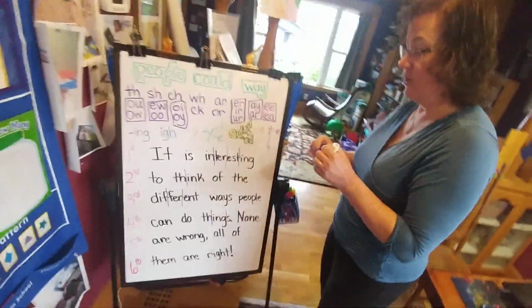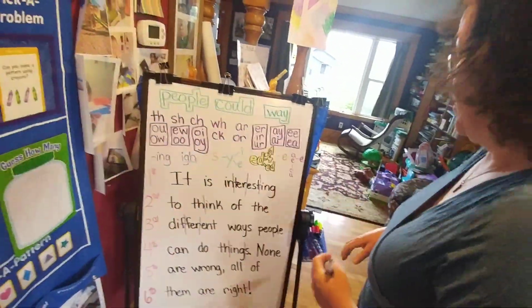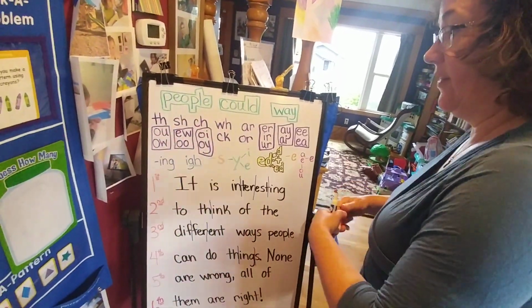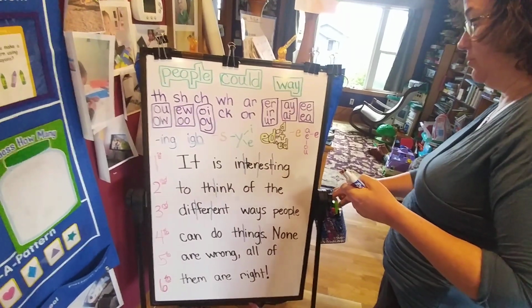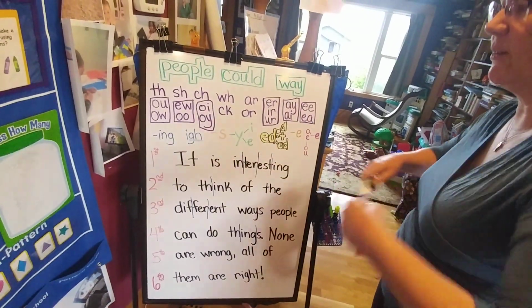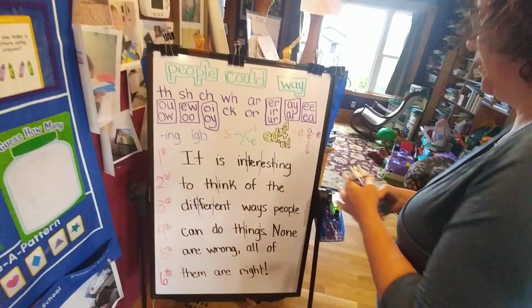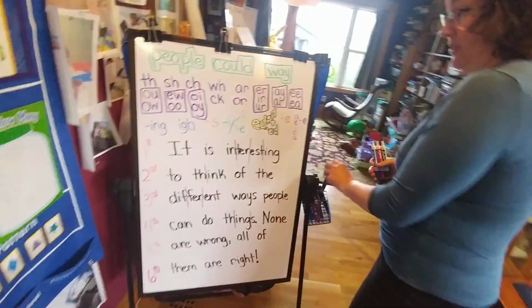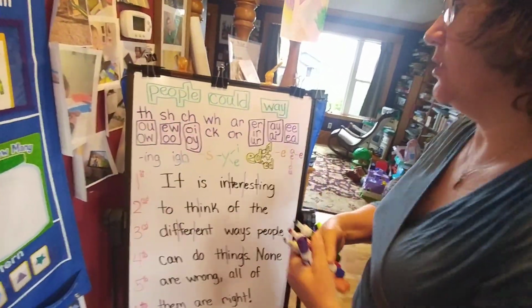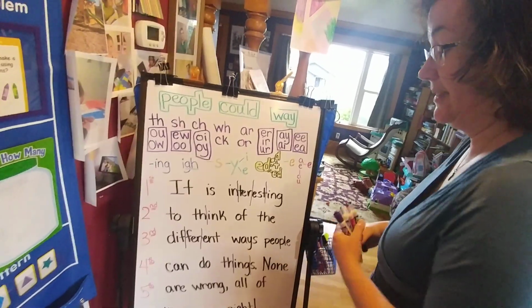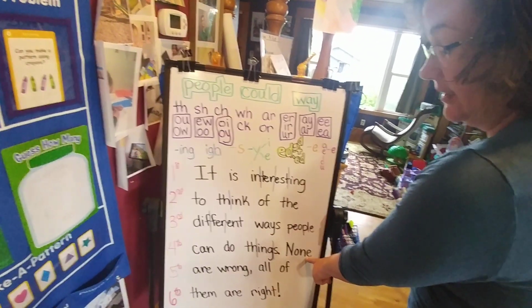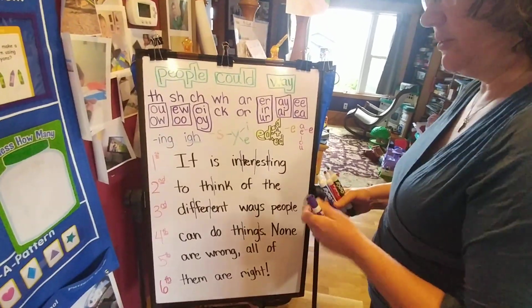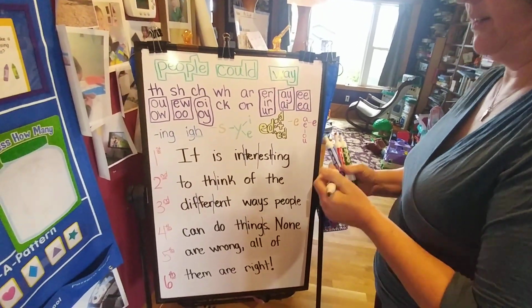Very nice. All right, good readers look for what they know, and then they're going to read it three times to make it as smooth as possible. So we've broken up those words. Now we're going to go back and look for what we know as we read our message, okay? What you know could be your snap words. It could be first sounds. It could be wonky E's. It could be letter pairs.